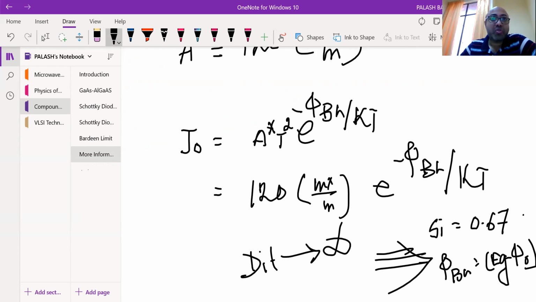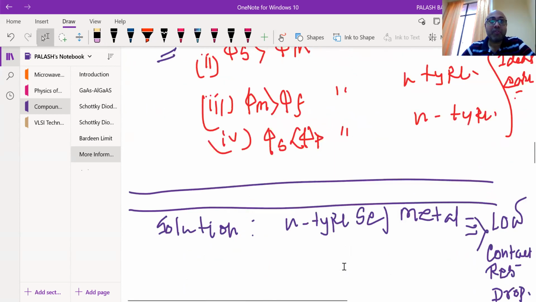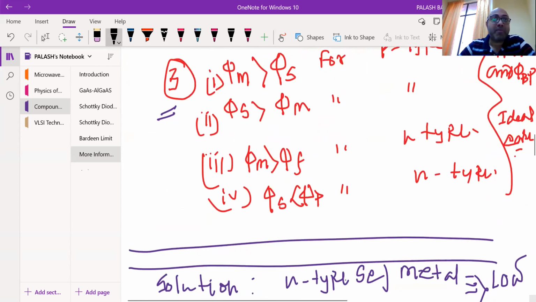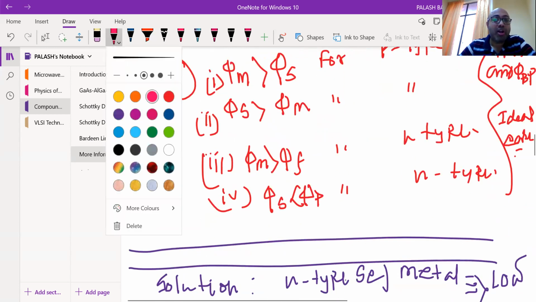Put all the values back into the J0 expression and find a number for silicon. Similarly, you can do the same thing for gallium arsenide and find the J0 value theoretically for a particular metal-semiconductor combination. Now you can compare both J0 values and see which reverse saturation current is less. That is also your homework. So the fourth problem, you have to find out what the value is. That is what the whole discussion started with.